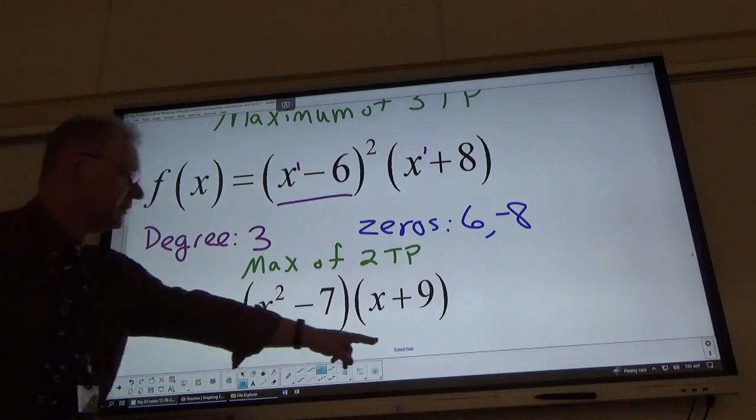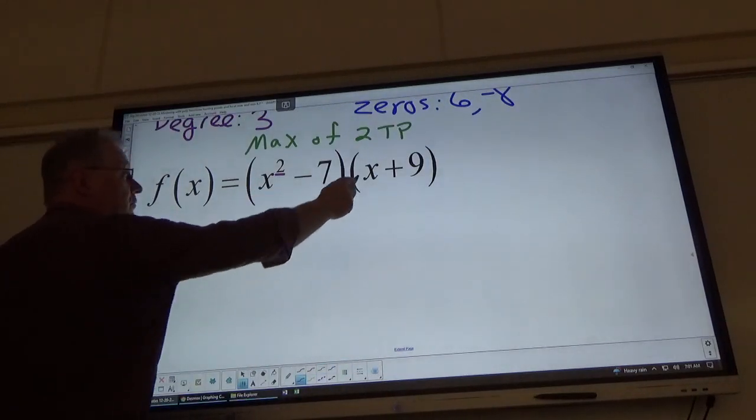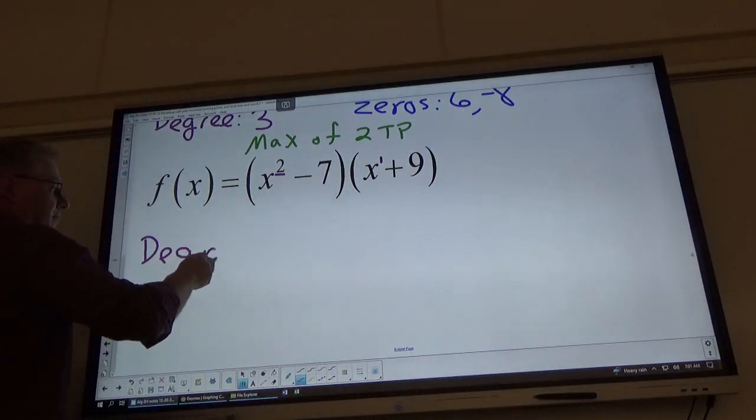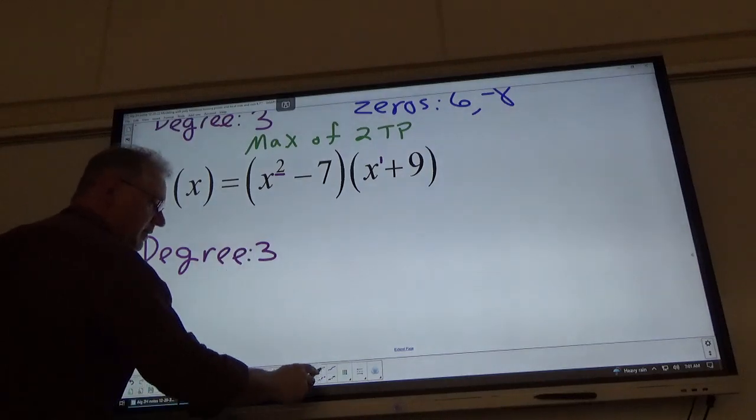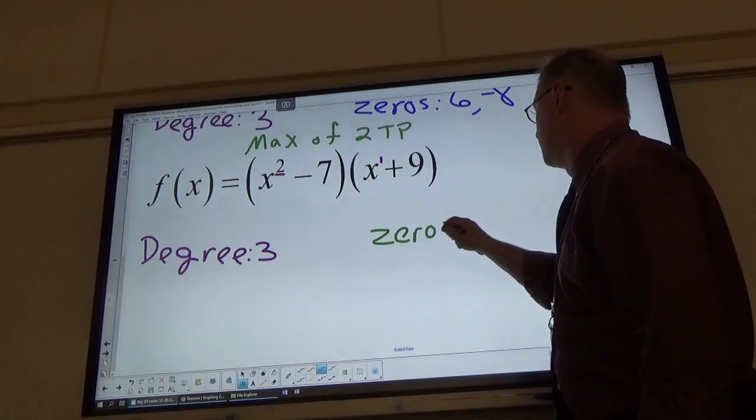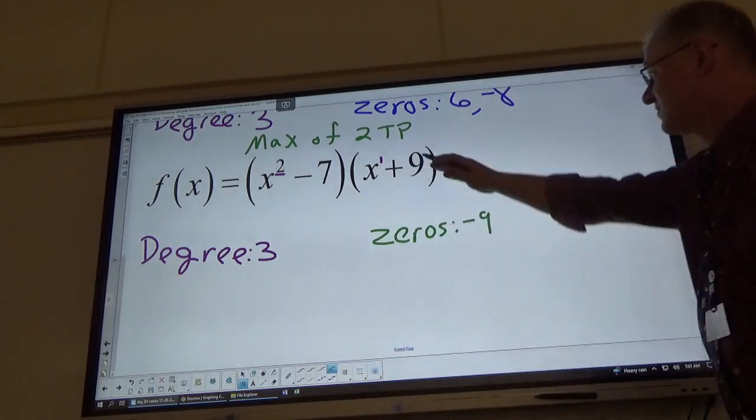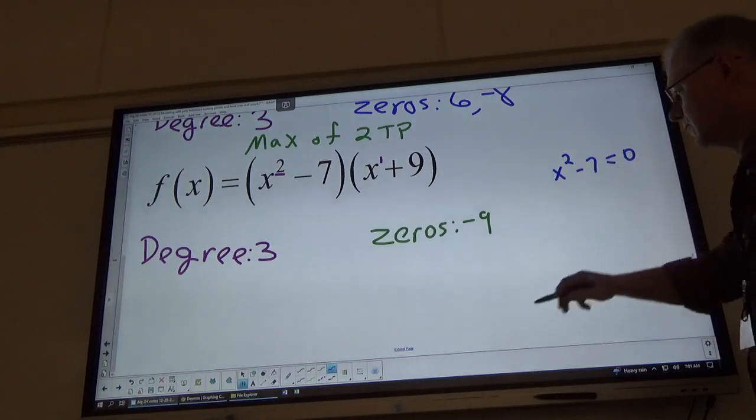Down here, it's a little different. I've got a power of 2 and a power of 1, so again it's degree 3. When I go to solve this for zeros, we know this is -9. Let's do that one. X squared minus 7 equals 0.